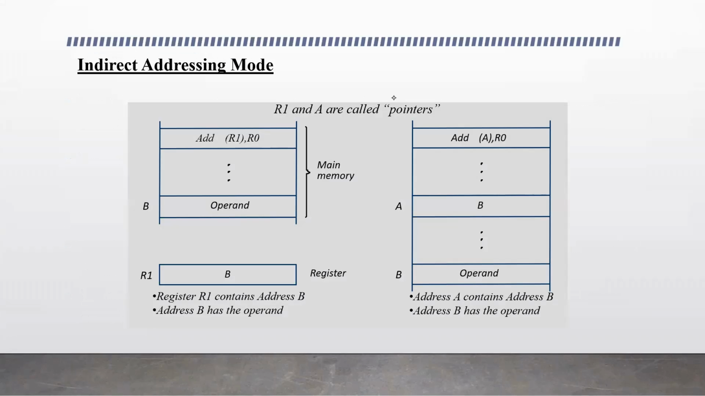We have seen the example also. This is register indirect addressing mode, because the effective address is stored in register R1, and the effective address is B. And this is memory indirect addressing mode. Here the location is A. The address of the location of the effective address is A. That A is the location of memory. So this is memory indirect addressing.